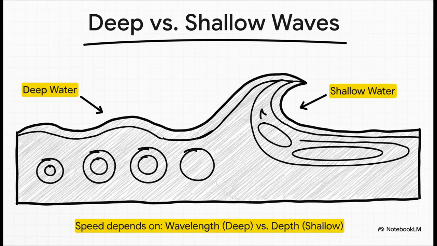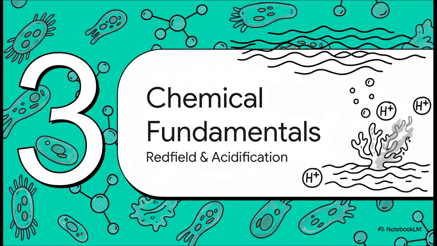Another really important comparison is between deep and shallow water waves. In deep water, the particle motion is circular, and the wave speed depends on its wavelength. But in shallow water, the wave actually feels the bottom. So the particle motion becomes elliptical, and the speed depends only on the water depth. Simple as that. And that brings us to Section 3, the ocean's chemical fundamentals.